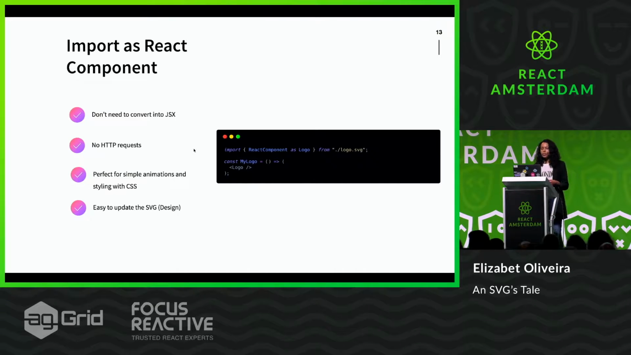The good thing about this is that you don't need to convert into JSX. You won't have HTTP requests because the code is inline. It's perfect for simple animations and to style with CSS. And it's also very good if you want to update the design after that. Imagine that you want to change something in the design, you just need to update the SVG file.